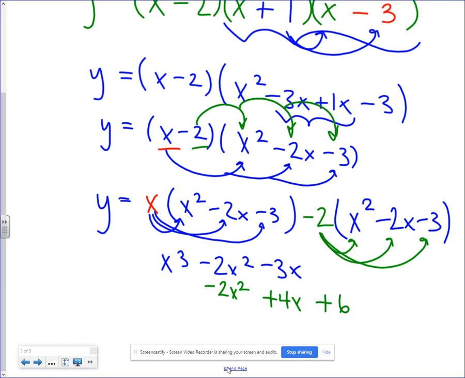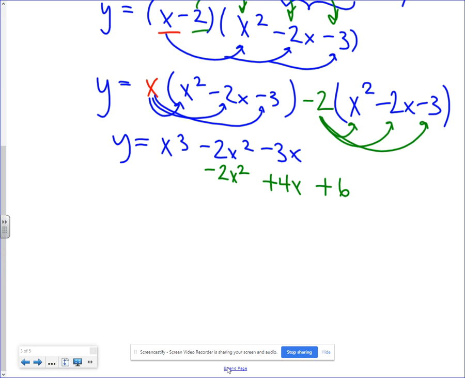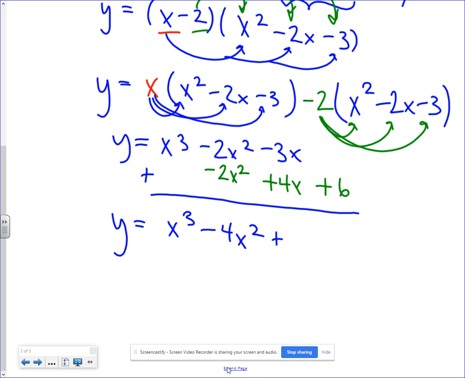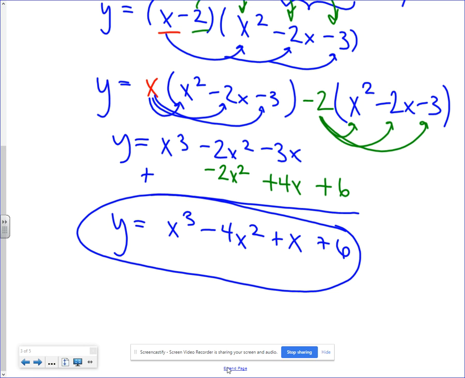And then let's combine our like terms, and we have our equation. And I always want you to write the equation in standard form. Remember, standard form has the powers of the variables in decreasing order. We draw a line under and add these together. We've got x to the third, negative 2x squared minus 2x squared will be negative 4x squared. Negative 3x plus 4x is 1x, or x, and then plus 6. So this is the equation that we got, y equals x to the third minus 4x squared plus x plus 6.